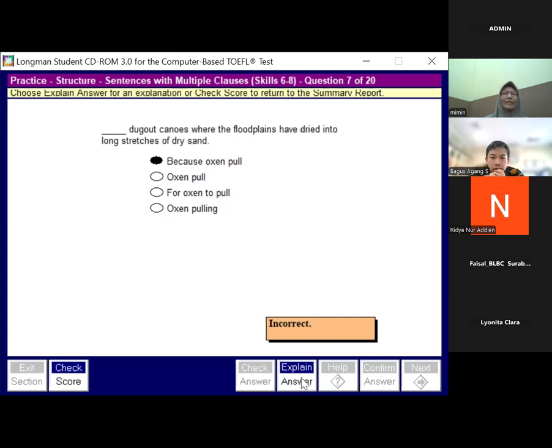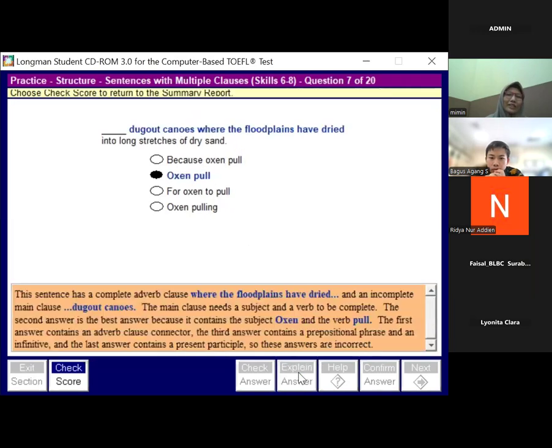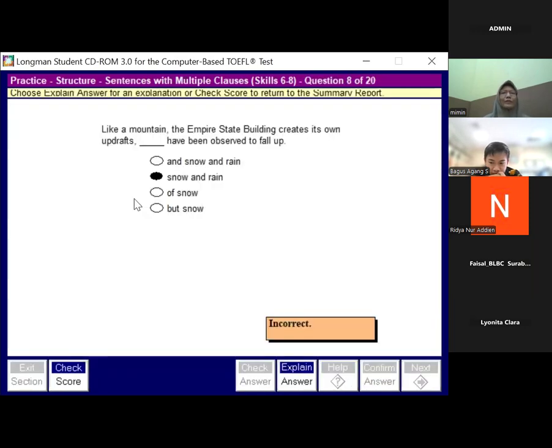What is the correct answer? Where? Yes. Answer B. Where is the connector. The answer is B. Is that correct? Yep. So this is the explanation. You only need a subject and a verb. Okay. Now let's go to the next incorrect part.